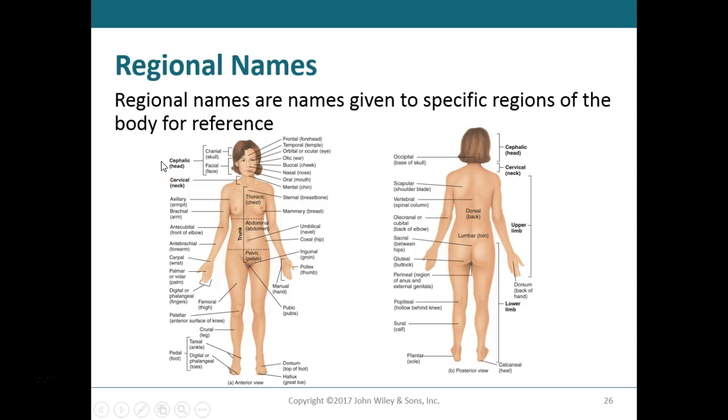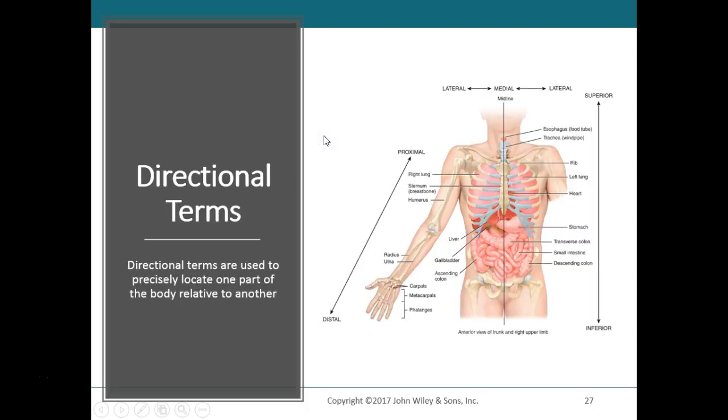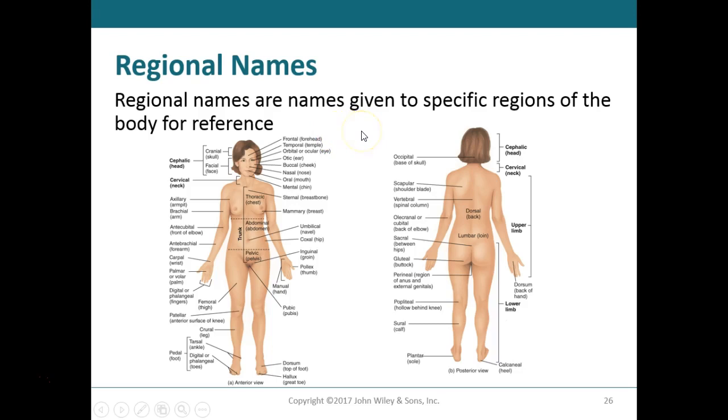Cephalic always refers to the head. So cephalic is the head, which can be further divided into cranial, which refers to the skull, and facial, which refers to the face. Now you're going to learn a lot of these terms in lab, but we'll go briefly over them now so you'll be a little better prepared for it. When we're looking at the cephalic region, we can also refer to very specific areas, such as the frontal area, which is the forehead, the temporal area, which is on the side of the head, orbital or ocular refers to eye, otic refers to the ear, buccal refers to the cheek.